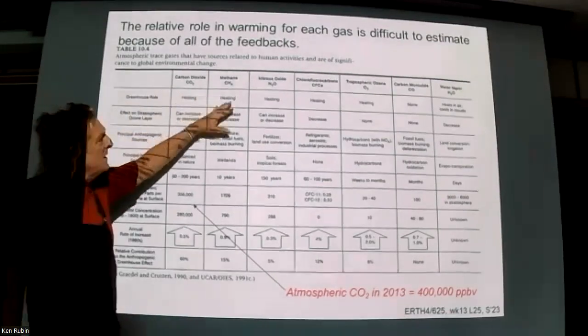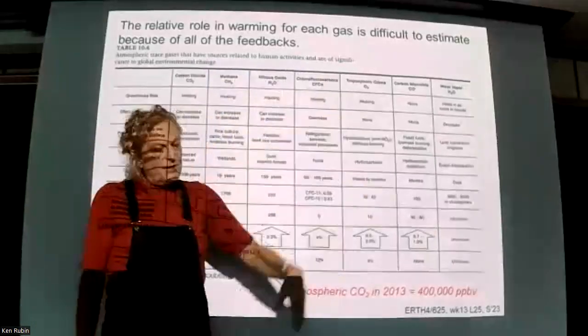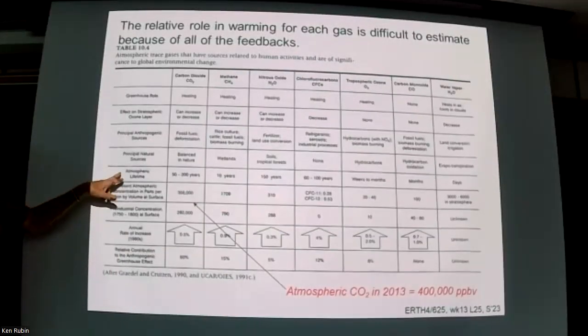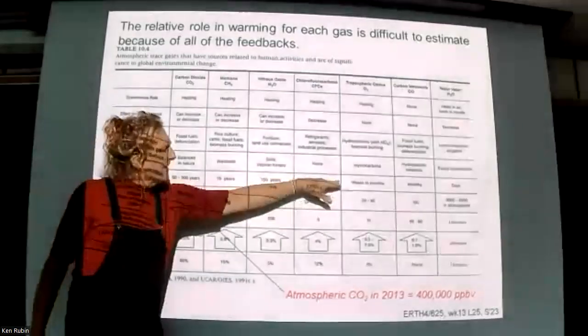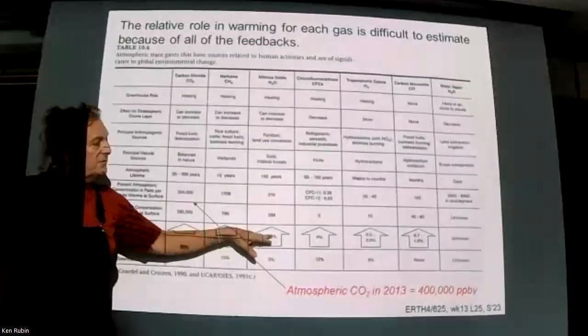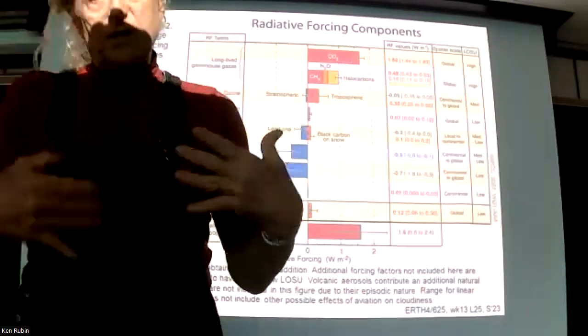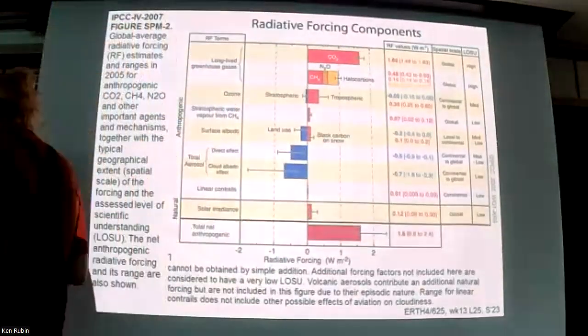This is a table that goes through each one of the things that we've talked about that contribute to global warming. You can read it at your leisure, but one of the important things is to look at the atmospheric lifetimes and the relative amount of change. We've had change in more than one parameter, and we can't address global warming with only one parameter.